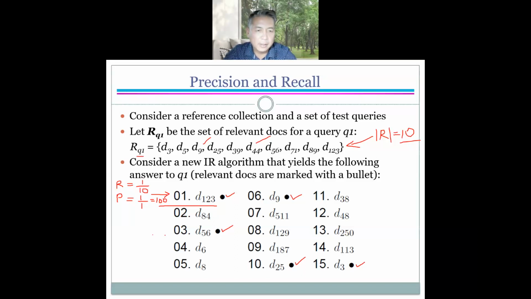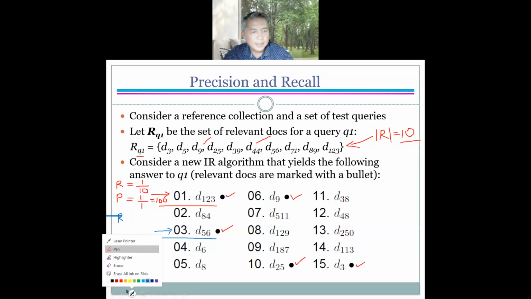Okay. When we are here, let me change the color. When we are here at this position, what is the recall? Can someone guess? What is the recall here?